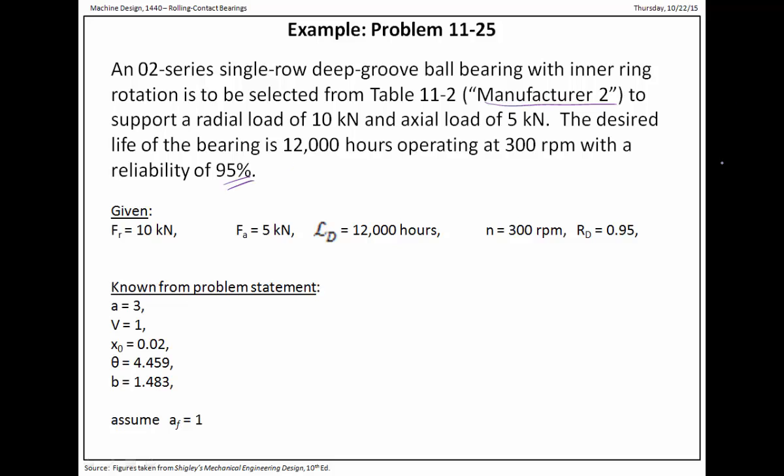Okay, so we've entered in all the various inputs that we can. And from the problem statement, we can look these things up right here. We can assume that the load factor is going to be 1. So right off the bat, we could say that our desired life is going to be 60 times our number of hours times our RPM.